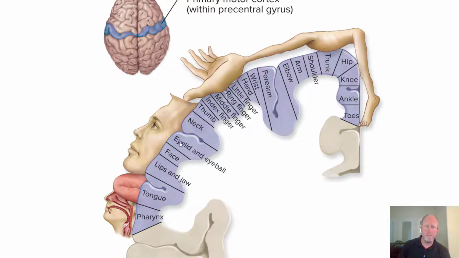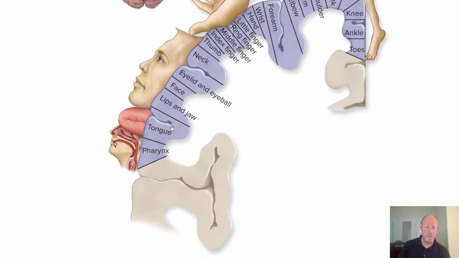Same here for aspects on the head and face here, the neck, eyelid and eyeball, face, lips, and jaws. A lot going on for sensory here, as well as the tongue and the pharynx, significant amounts there.